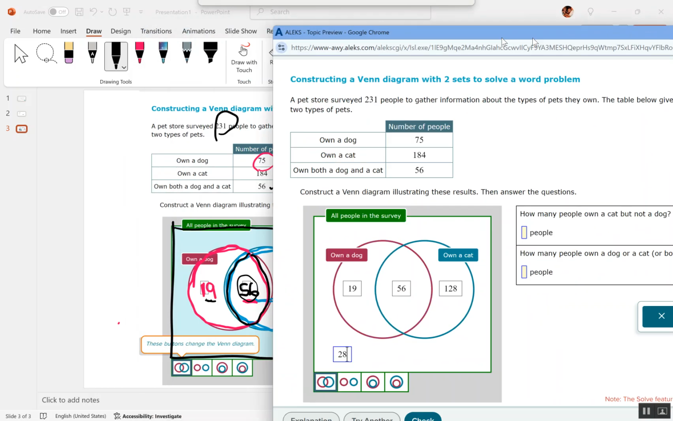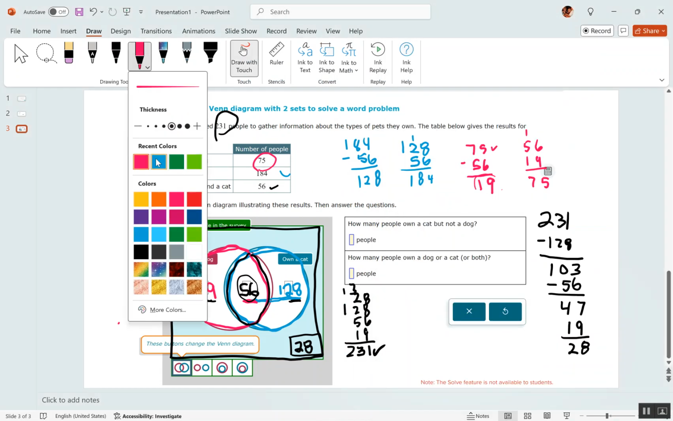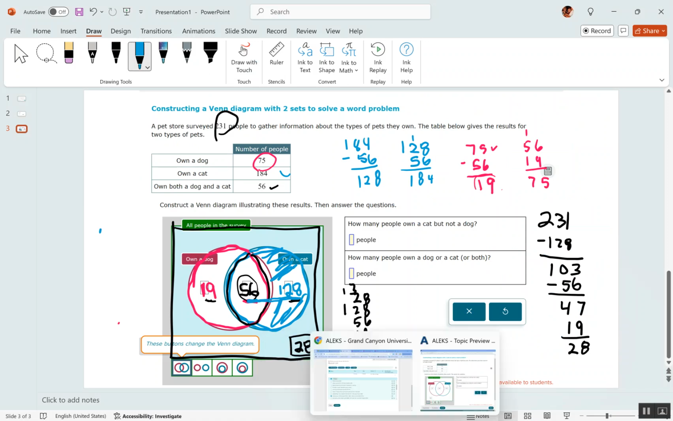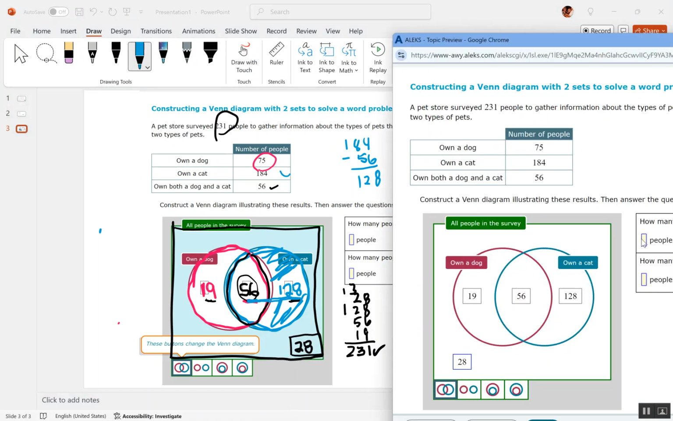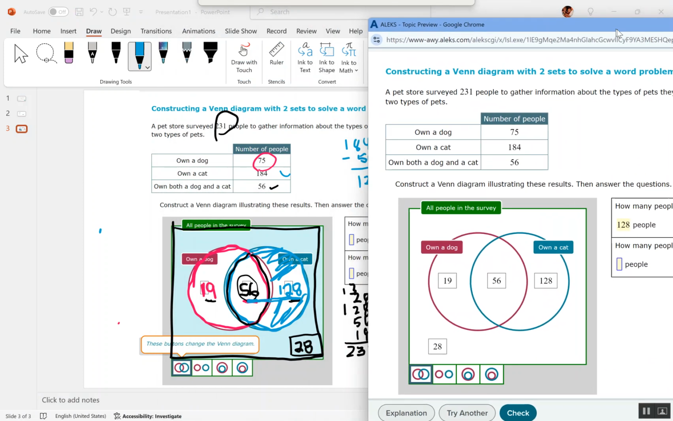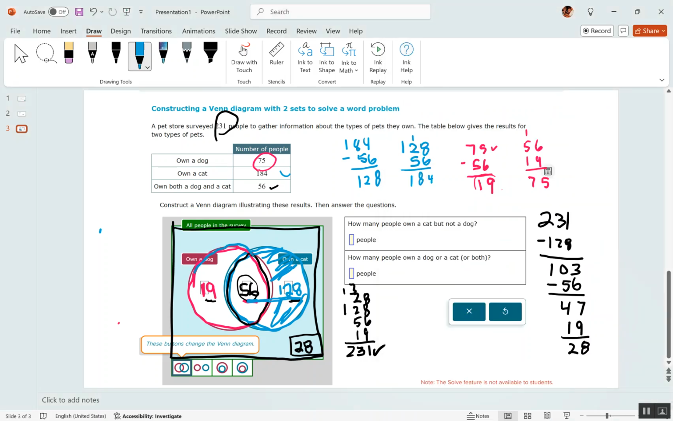How many people own a cat but not a dog? Oh, all right, a cat but not a dog. These are the cat but not a dog people right through here. That's 128. And the other question, a dog or a cat or both. A dog or a cat or both would be all of these together. So I could take my 128 plus 56 plus 19.